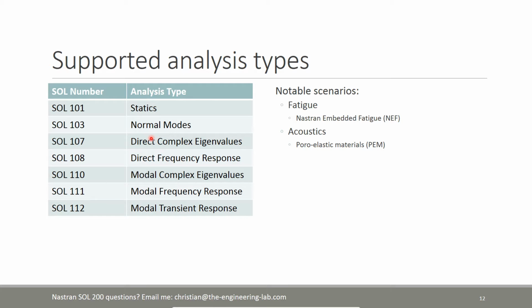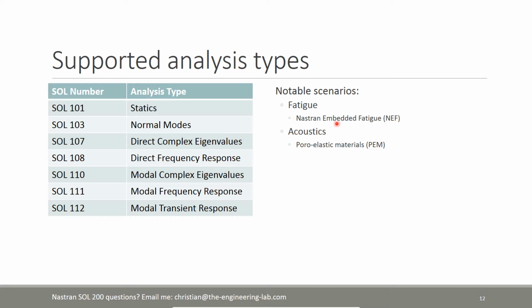Or any other dynamic type of analysis that you see here on the list. These are all supported in the optimization capability in Nastran Solution 200. So when you look at this, and if you're dealing with a model that's using one of these analysis types, definitely start thinking, how can I optimize this model with optimization?